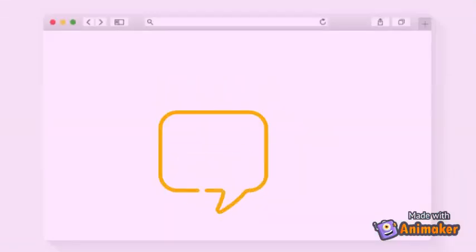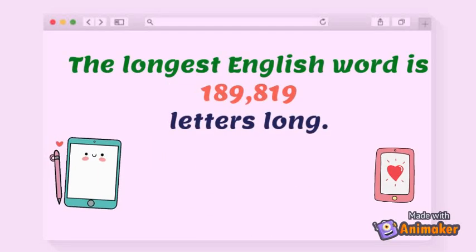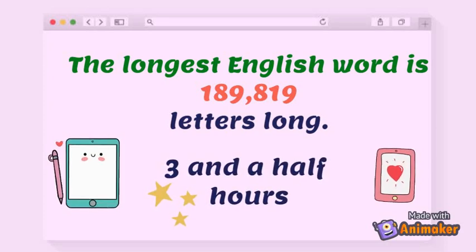Now, a fun fact. The longest English word is 189,890 letters long. Well, we are not going to say it out loud here, and it's actually the chemical name for a protein. And the fun fact here is that it would take 3.5 hours to say it out loud.